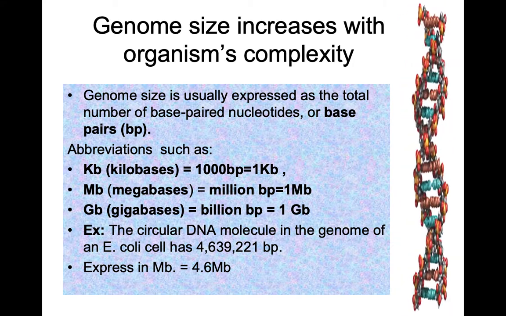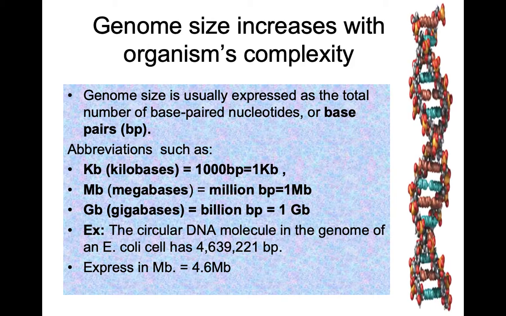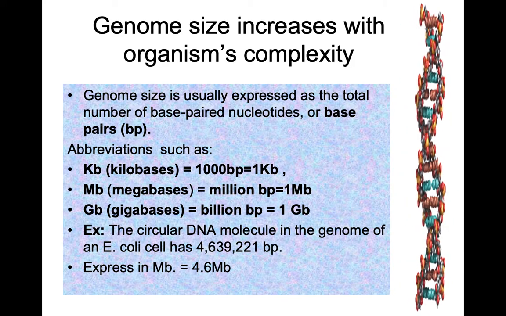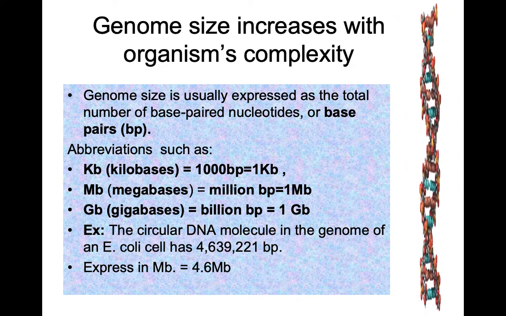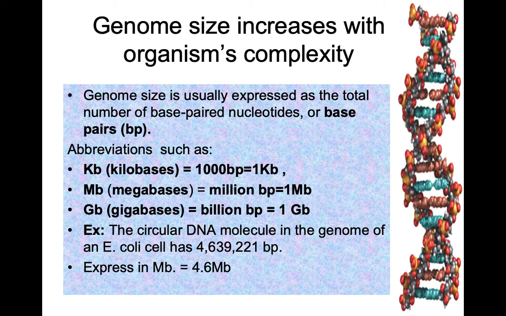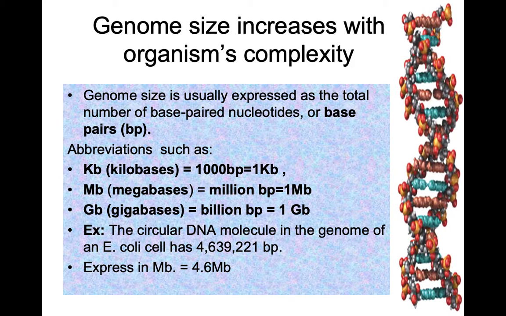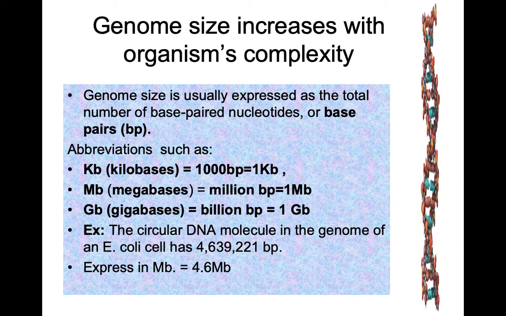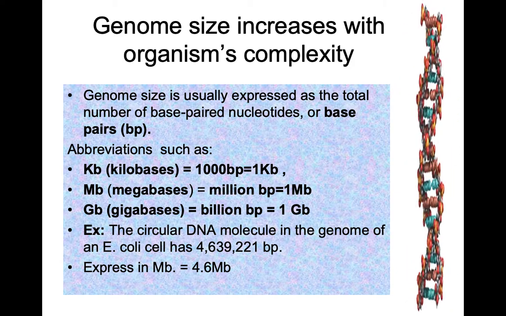What else? Some of the common things that you will encounter as you look into genomics are abbreviations like the ones that are used to describe genome size. We have KB, kilobases, that's 1,000 base pairs. That's equivalent to 1 kilobase.